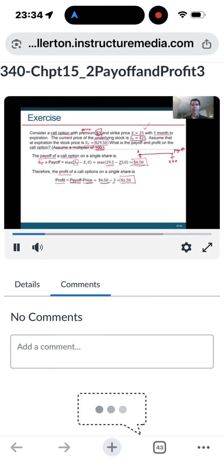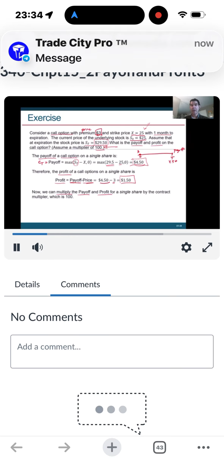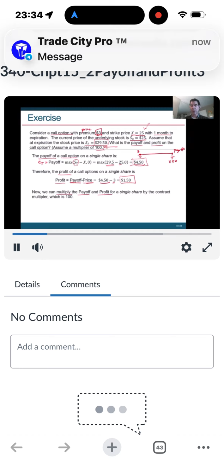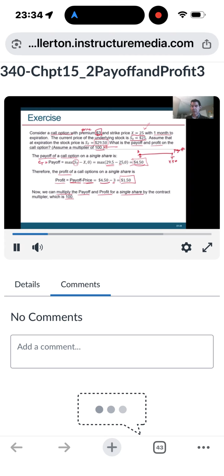So there's my profit. Now I have one final thing to do, and that is to bring this multiplier back into play, that 100. And the multiplier is what? The multiplier means my option was not for a single share, it was for 100 shares. So now I'm going to bring that back into play. Now we can multiply both the payoff and the profit. Maybe this problem asked for both. So I'm going to multiply both the payoff and the profit, which were for a single share, by the multiplier, which is 100. So now I bring this in at the end. So the payoff per contract is what? I had $4.50. I just multiply that by 100. That multiplier, I get $450.